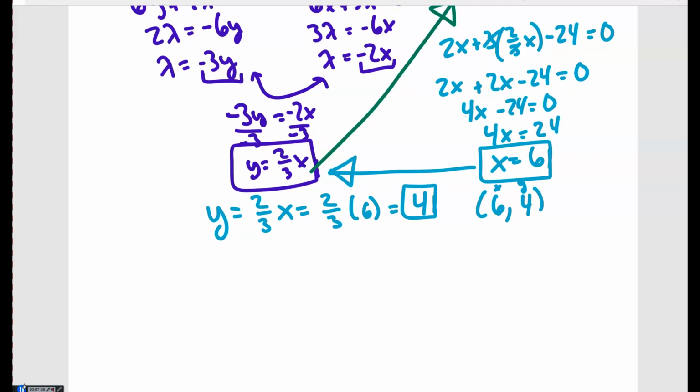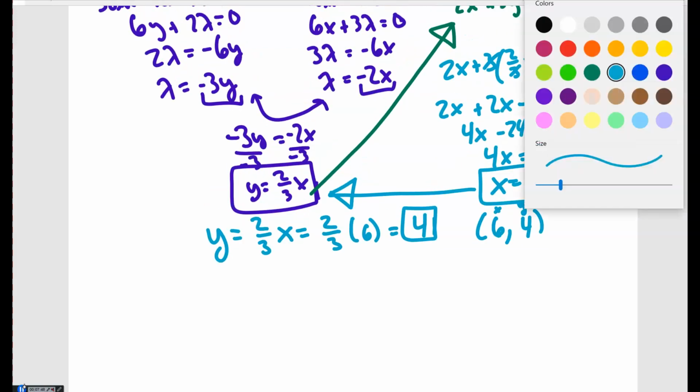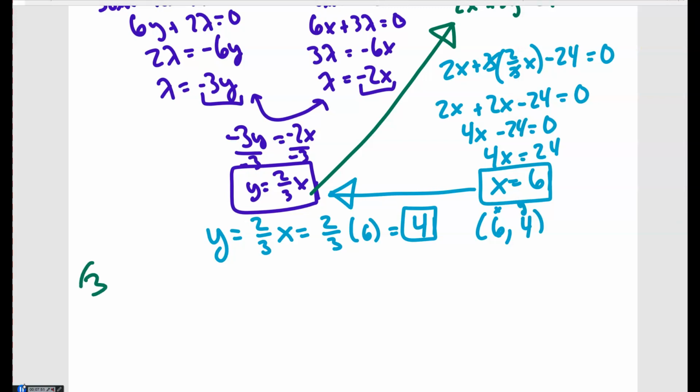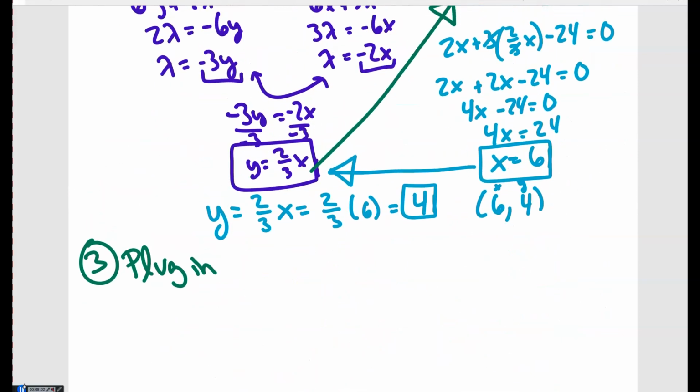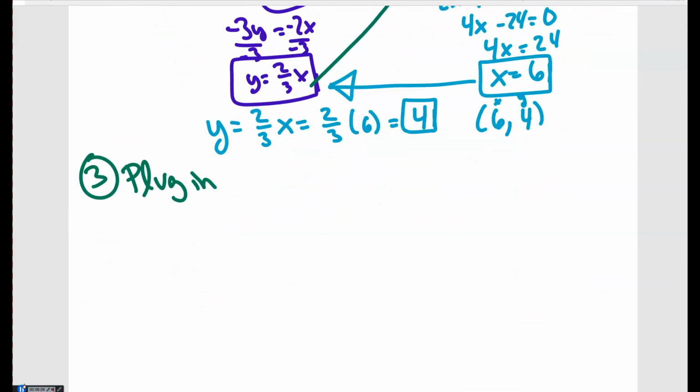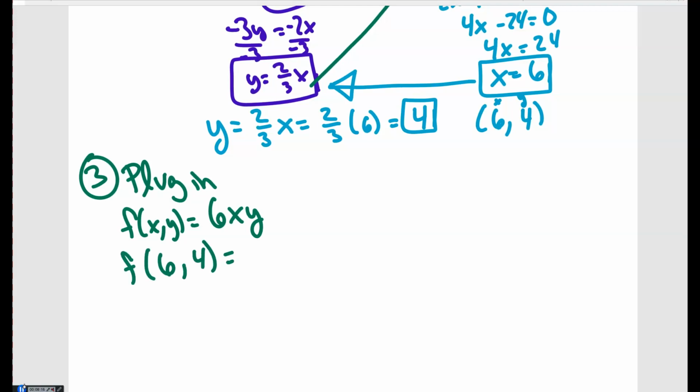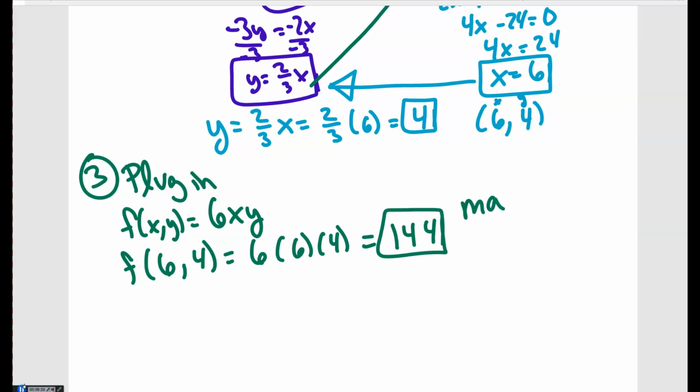Now, what is the maximum? All you got to do now is do step number 3. And step number 3 basically is, oh I'm sorry, not solve, plug in. Okay, that's my third step. Just plug it in. So my original function, f of x, y, is equal to 6xy. All I'm going to do is plug in the 6 for the x and the 4 for the y. I'm going to have 6 times 4. And what I'm going to get is 144. So this is going to be my maximum.